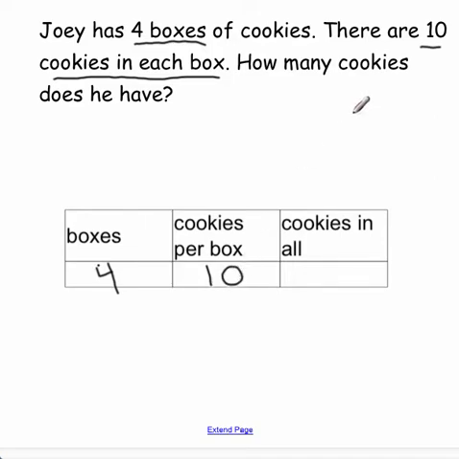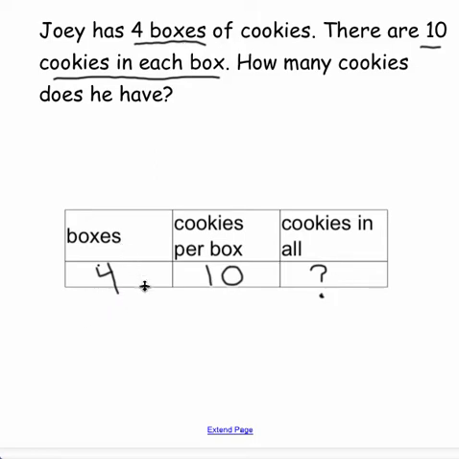That was step 1. Now step 2 is think about what do I want to find out? I want to find out how many cookies does he have? Cookies in all? This is what I want to know. And put a question mark here. Step 3, what am I going to do to solve the problem? Well, we've used a diagram to help us sort our information. I think I'm going to go ahead and draw a picture to help solve the problem.